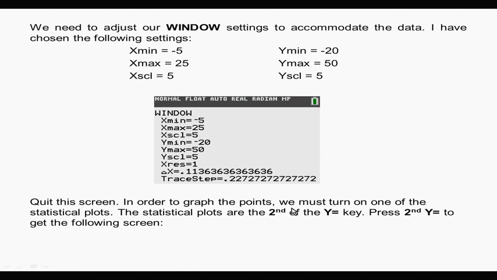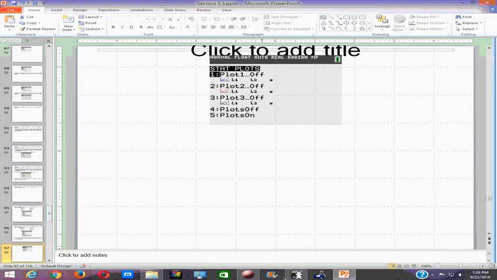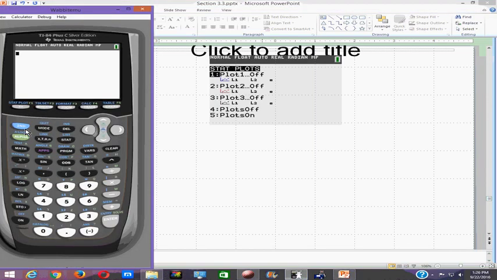In order to graph the points, we must turn on one of the statistical plots. The statistical plots are the second of the y equal key. So if you press second y equal you get the following screen. Notice right now they're all turned off. So second stat plot, and again, they're all off here. Now, if you're not doing any statistical plots, if any of them are left on, you want to turn them off. That would be choice number 4, and that would turn them all off.